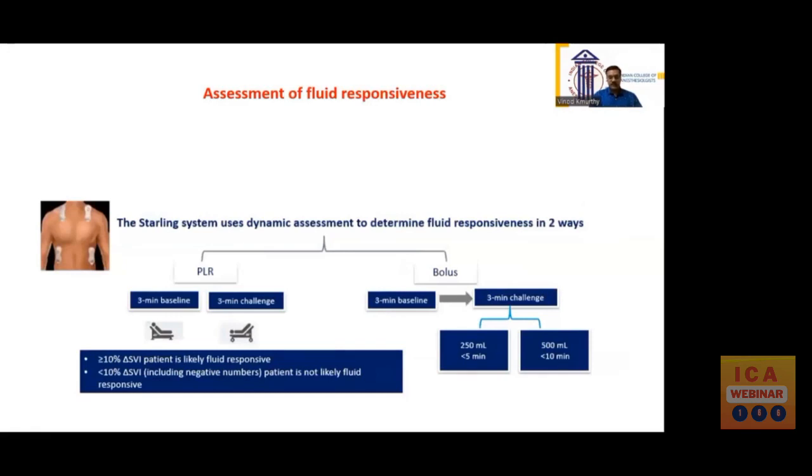The PLR test involves elevation of the patient's legs to 45 degrees from an initial semi-recumbent position, leading to an auto-transfusion of the volume of blood which is pooled in the lower extremities and the pelvic veins. Detection of an increased stroke volume with this maneuver has been shown to be an accurate predictor of fluid responsiveness, with a sensitivity of about 97% and a specificity of 94%.